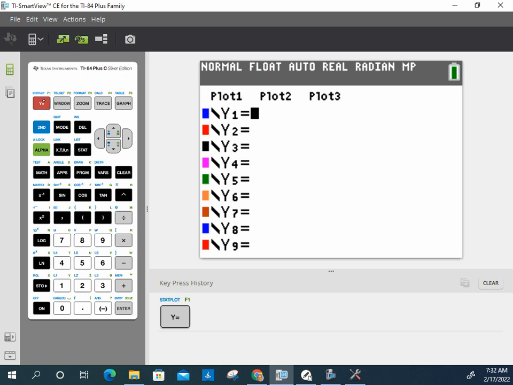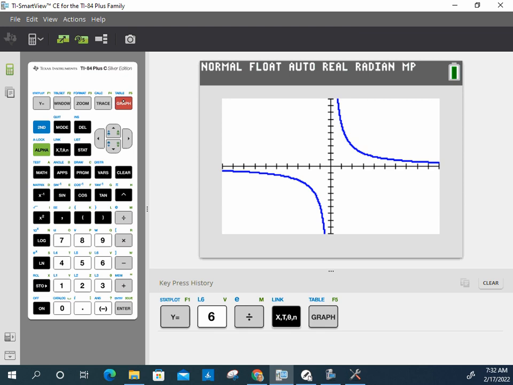So you press y equals and you type in the function. The function was 6 divided by x. Pretty simple. Now, we're going to take a sneak peek at the graph. So press graph, and it will give you a sneak peek of what it should look like. Notice that there are 2 curves. All of your rational functions should have 2 curves.